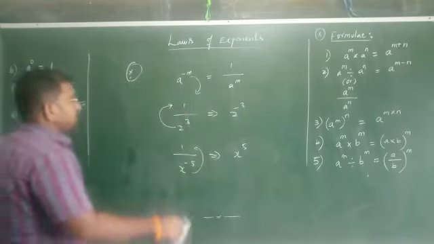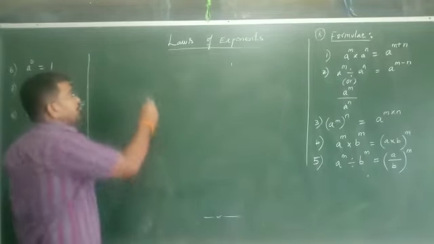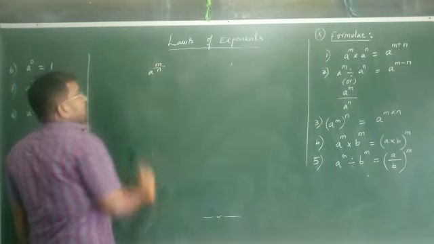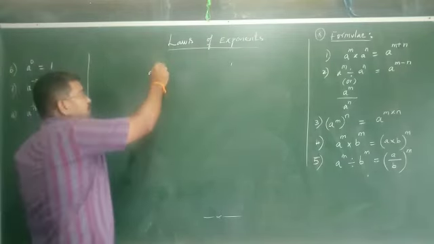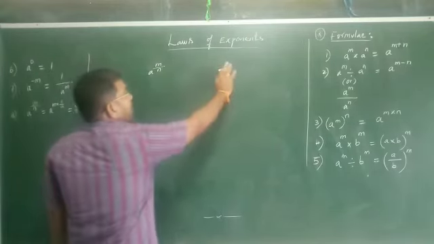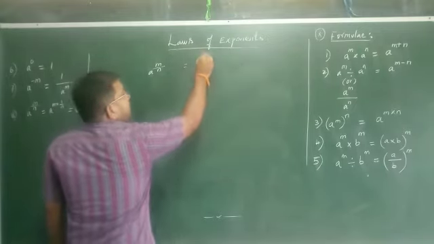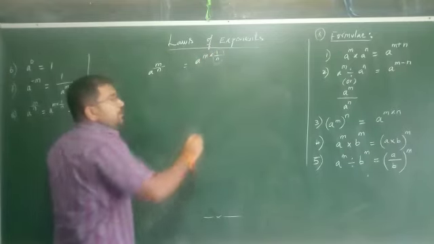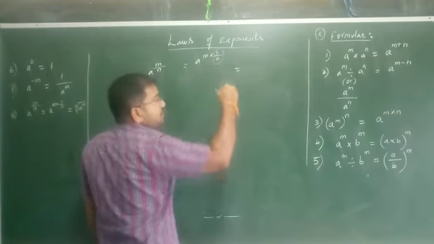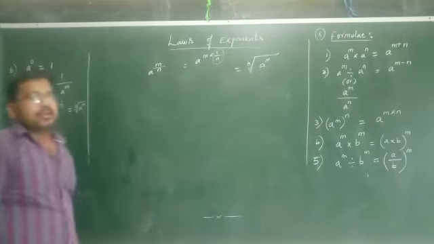And the last law of exponents is a power m by n. Whenever we are having a power in terms of a fraction, it will always come in the form of a root. This is nothing but a power m into 1 by n. It's nothing but the nth root of a power m. I will give you one more example.